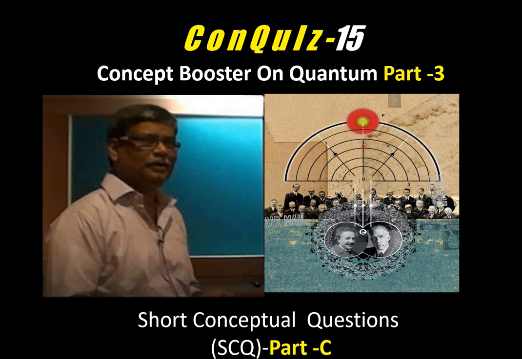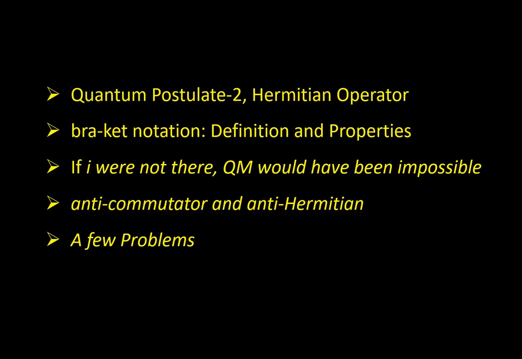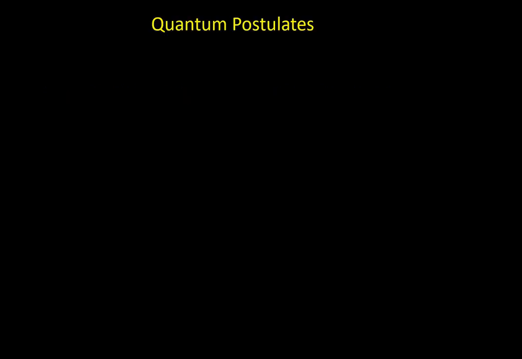The topic that we'll try to cover today: quantum postulate, particularly postulate number 2, Hermitian operator, bra-ket notation, and definition and properties of Hermitian operator in bra-ket notation. Then an interesting line, if I were not there, quantum mechanics would have been impossible. Then anti-commutator and anti-Hermitian and a few related problems.